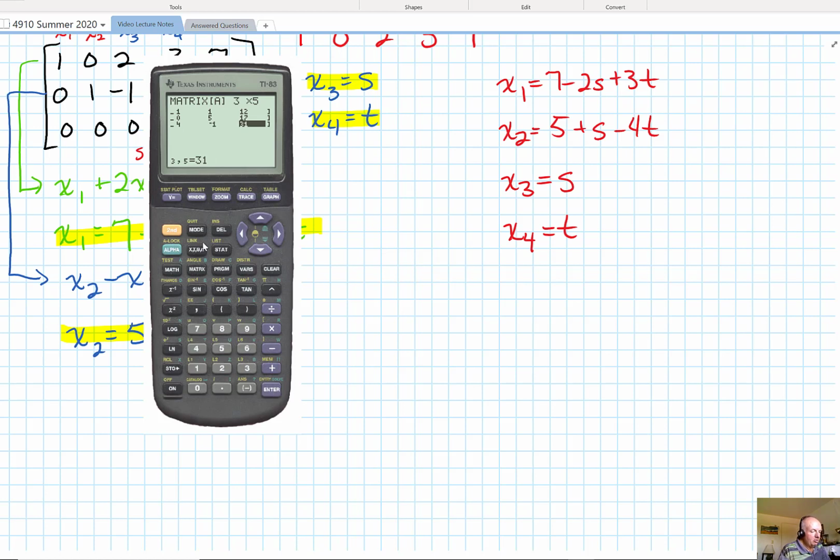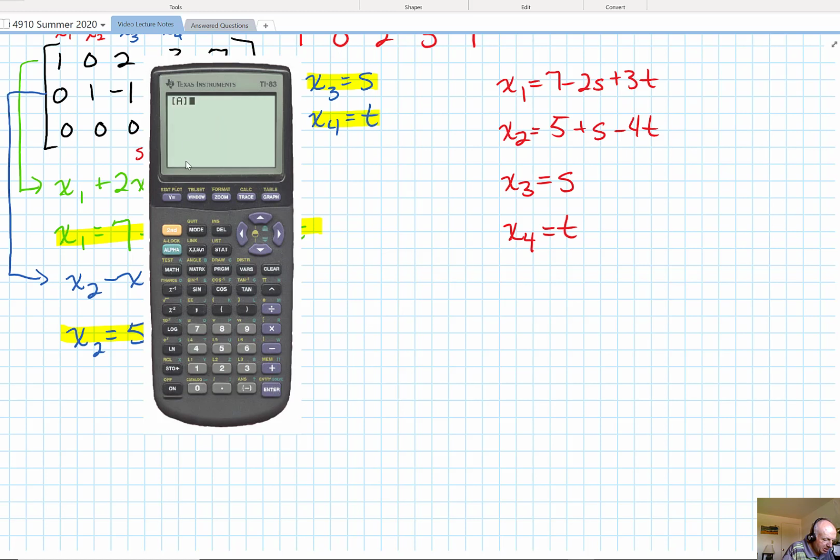Now it's really important that you do this next step. You need to quit this matrix entering application, or whatever you want to call it. So we're going to go second quit. Okay. Now our matrix should be stored, and the way we see it is we go back to matrix and we look. Notice in matrix A now we have a 3 by 5 matrix stored in matrix A.